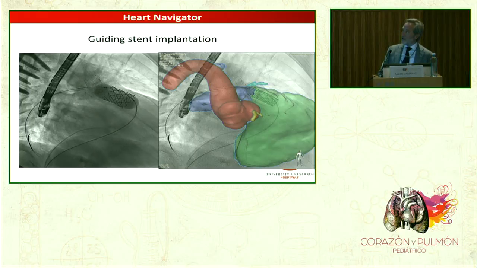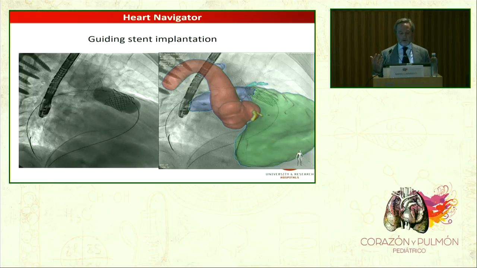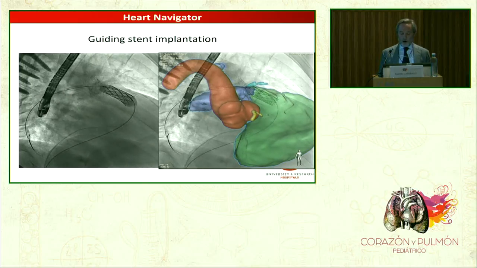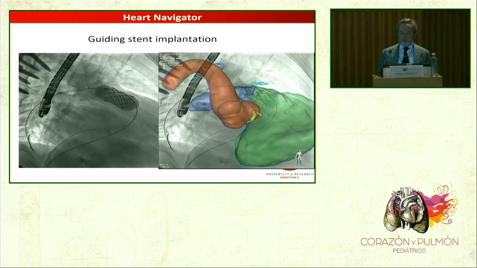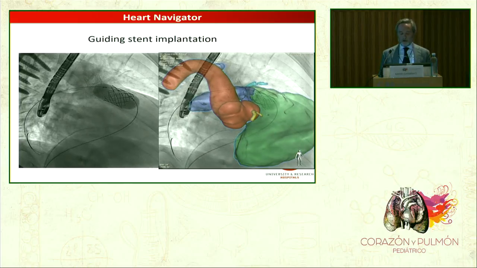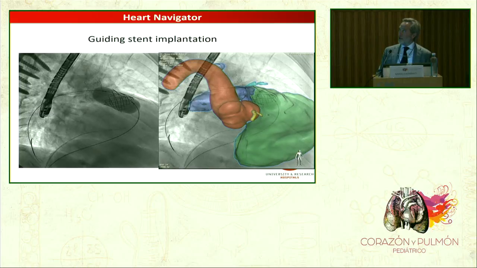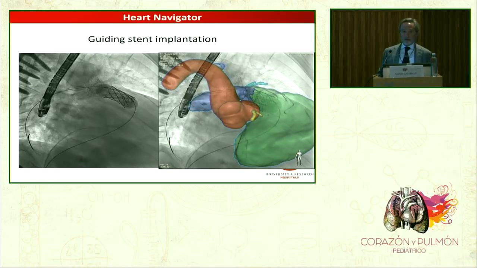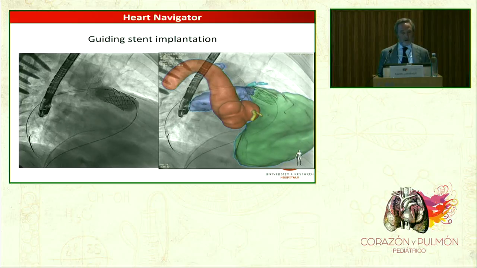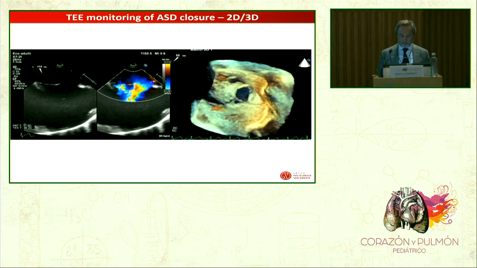You see the conventional angiography, but at the same time, with overlay of the previously acquired picture from CT, you see the chambers. In green, you have the right ventricle. In violet, you see the main PA. In red, the aorta. And you see the stent expansion and the valve implantation in that position.